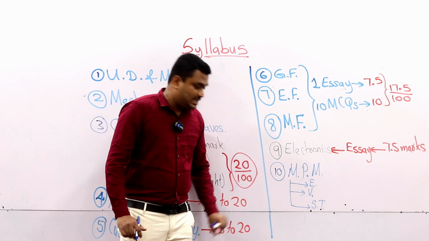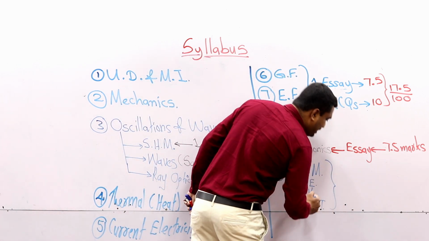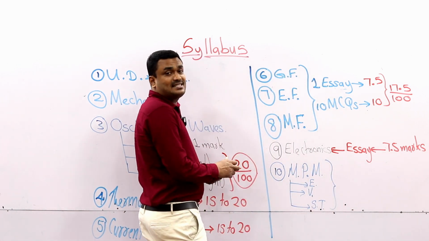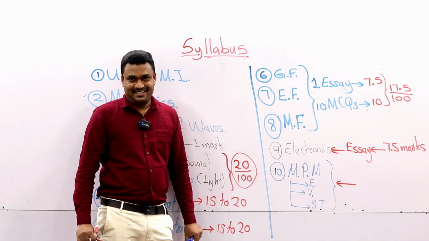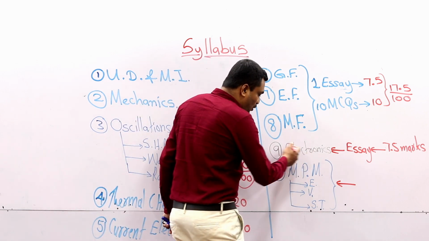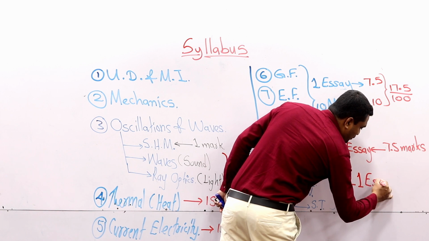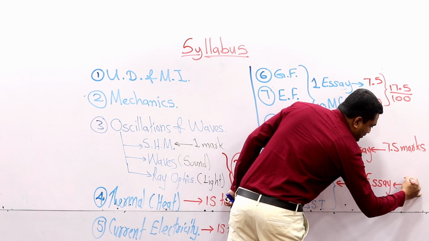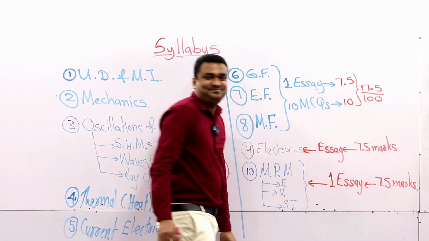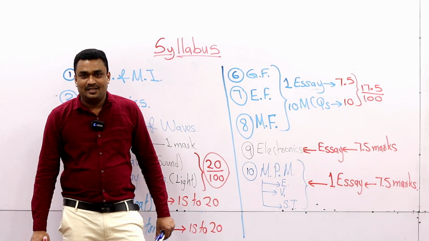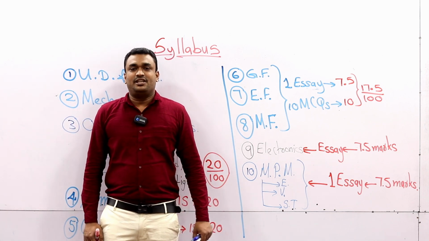What are the 3 lessons that you learned under mechanical properties of matter? Elasticity, viscosity, surface tension. From these lessons, they will give you one essay question, from any of the 3 lessons. So if you know lesson number 10, then you can answer this one essay question. One essay means 7.5 marks.